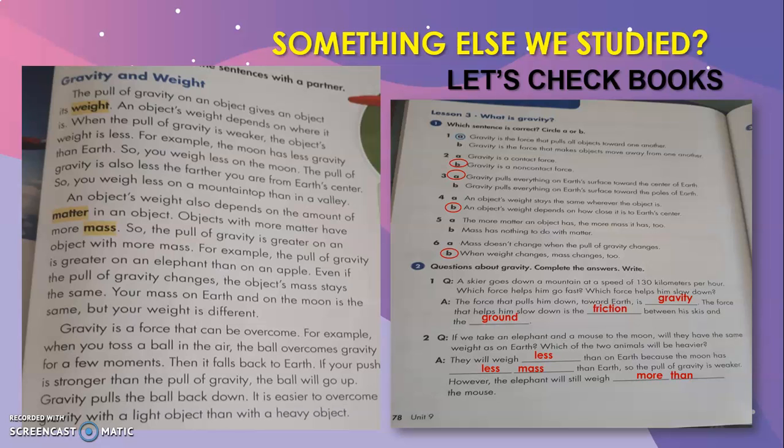A skier goes down a mountain at a speed of 130, some people say kilometers, some people said kilometers per hour. Which force helps him go fast? Which force helps him slow down? So the force that pulls him down toward Earth is gravity. That is clear. And the force that helps him slow down is the friction. Remember, it's a contact force between his skis on the ground.